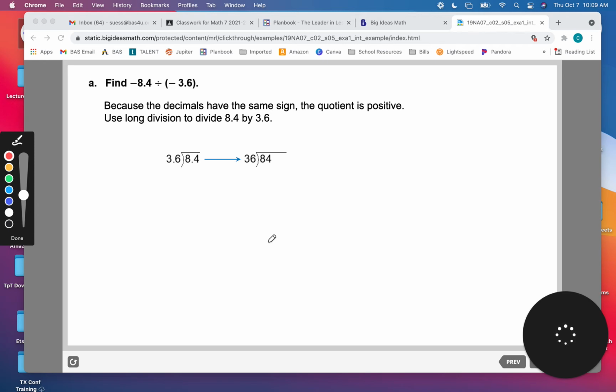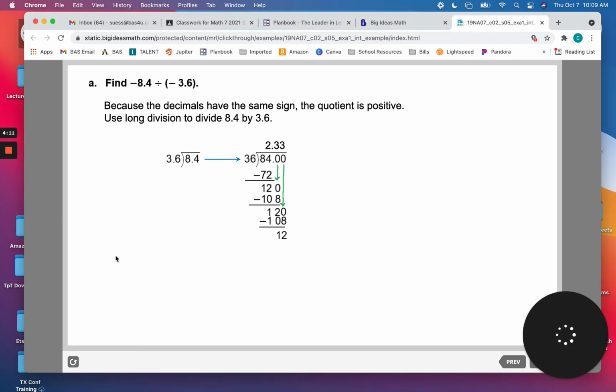Okay, so how many times can 36 go into 84? 2 times, which is 72. So I write 72 and I subtract, and I get 12, so I have to add some zeros. What do I do with this decimal right here? You push it straight up, so it's right after the 2.